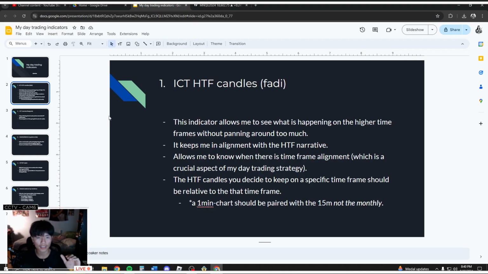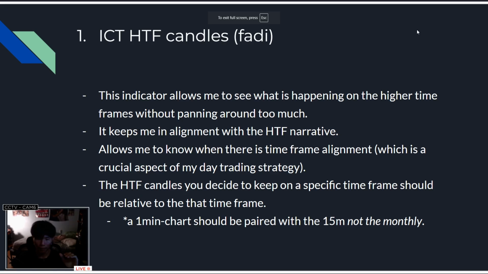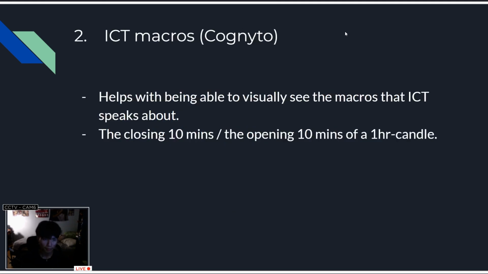The second indicator that I use, and keep in mind, this isn't like moving averages. This isn't like VWAP. This is completely different. These aren't lagging indicators. The indicators that I use are simply to help me find or see ICT concepts a little bit easier. So the second one, ICT Macros by Cognito.